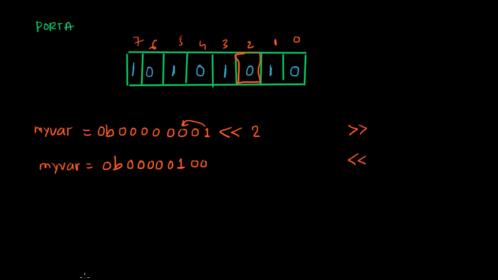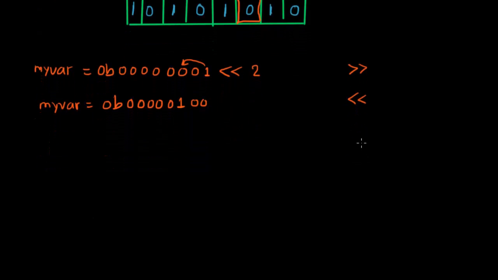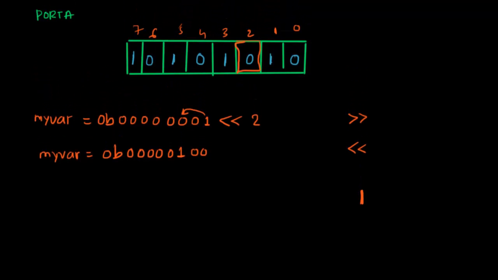Now what we can do with this is, if we now use one more operator which is called the OR operator. So this is the symbol for the bitwise OR operator. Now if we OR my variable with the port A which we have here, we will get exactly what we need. So let us just check that. So if we OR this value with this value, we will get exactly what we need.